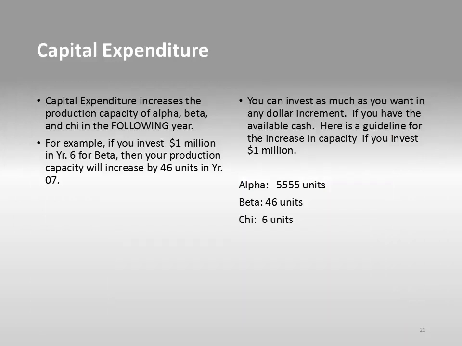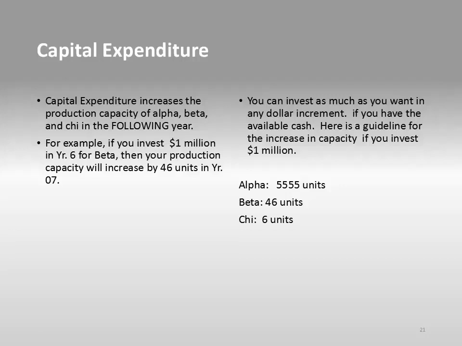Capital expenditure is a decision variable that's important if you want to grow the production capacity of your product. It's important to know that whatever you invest in production capacity or capital expenditure will only be available the following year. So, for example, if you invest $1 million in year 6 for beta, then your production capacity will increase by 46 units in year 7, the following year.